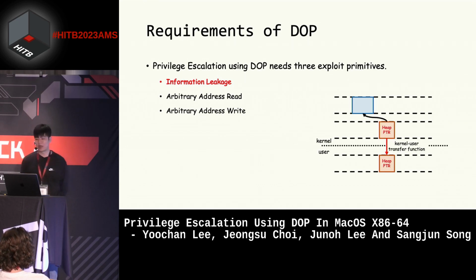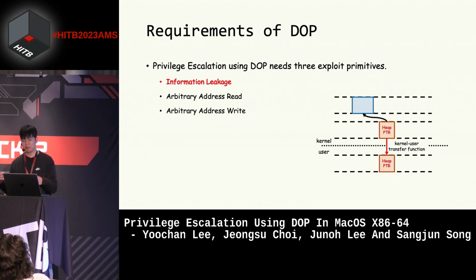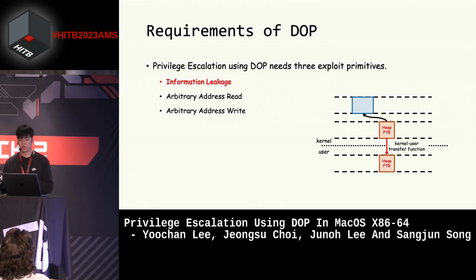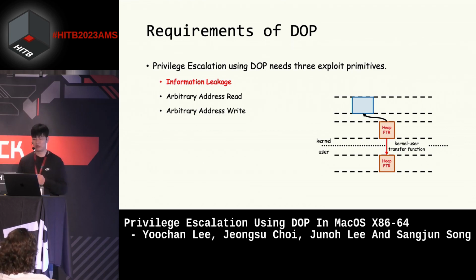In the case of ROP, the attacker needs to leak a pointer in the text area to figure out the ROP gadgets. But in the case of DOP, the attacker needs to get an arbitrary heap pointer, because most DOP gadget objects are placed in the heap area. Therefore, using memory corruption and the kernel user transfer function, the attacker needs to leak a heap pointer.